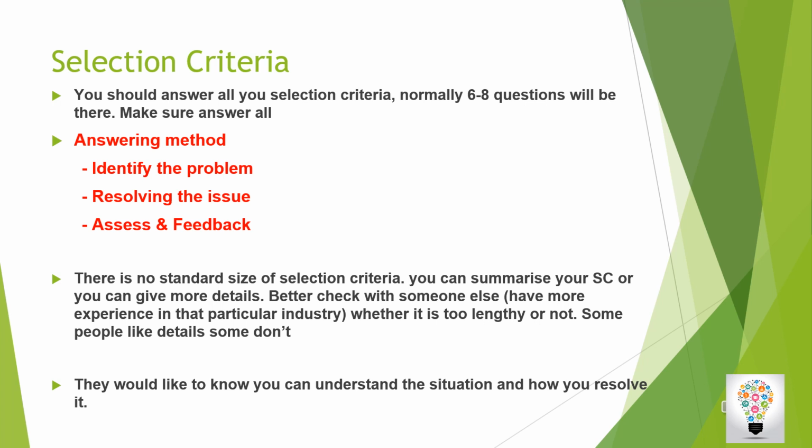You need to explain how you identify the situation, how you identify the problem, how you resolve the problem, and also how you get the feedback, whether in a positive or negative way. These are the three components you need when you're writing a selection criteria. This is a must. This is the most important one when you are writing selection criteria.